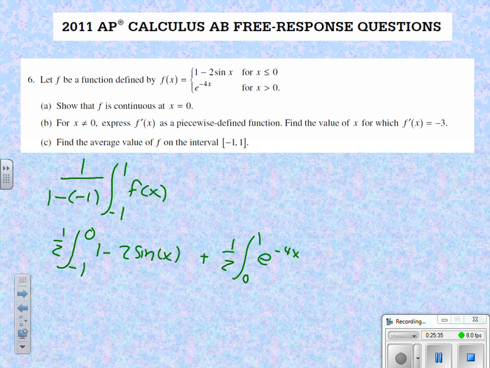Now, this was question 6 in the free response part. This was the last question. How's your concentration now? Yeah, you are spent at this point.